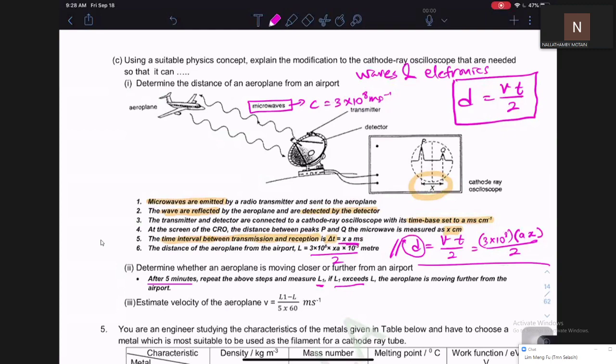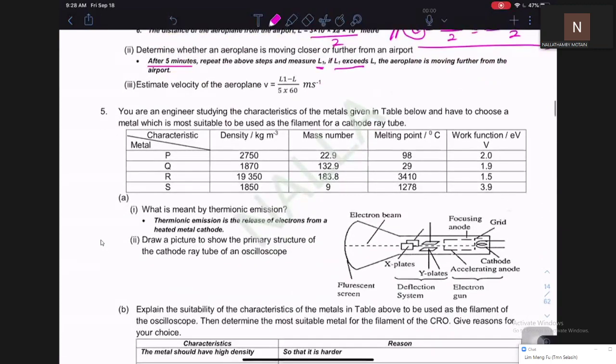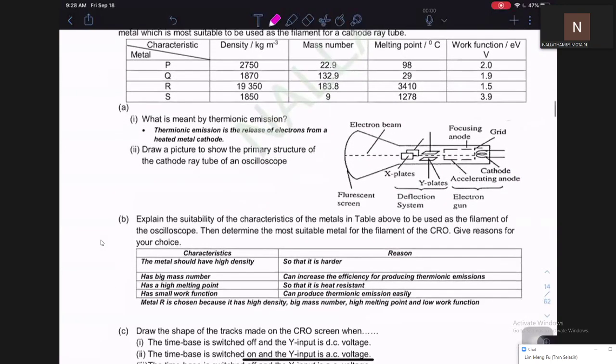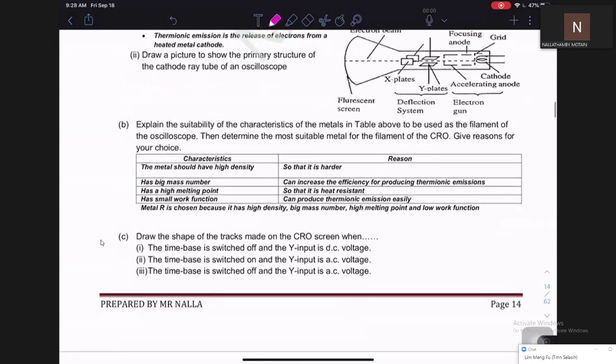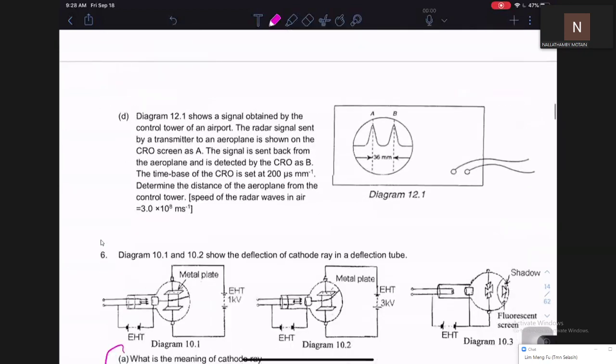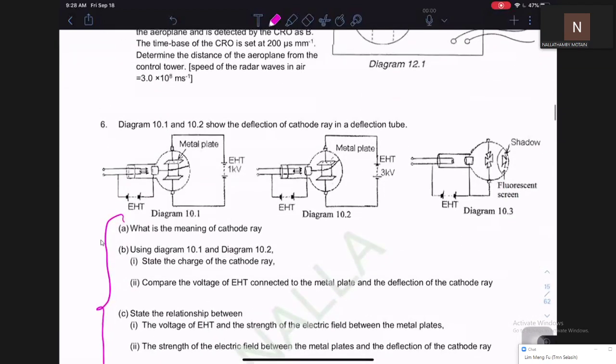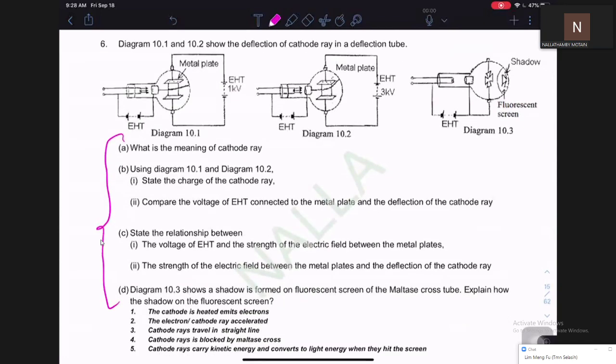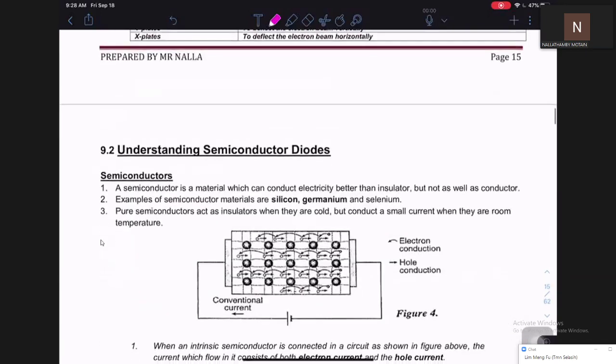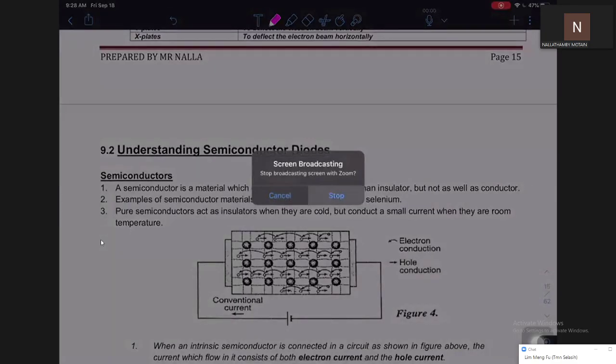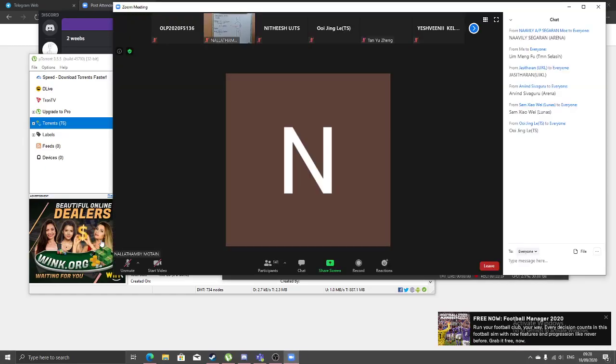Okay. So 3, no one. Leave it. 6, 5. I will give you the answer. You check. Okay. This one is comparison, no problem. Okay. Now we are going to continue with semiconductor diodes. Any questions? If no questions, then we can continue with semiconductor diodes.